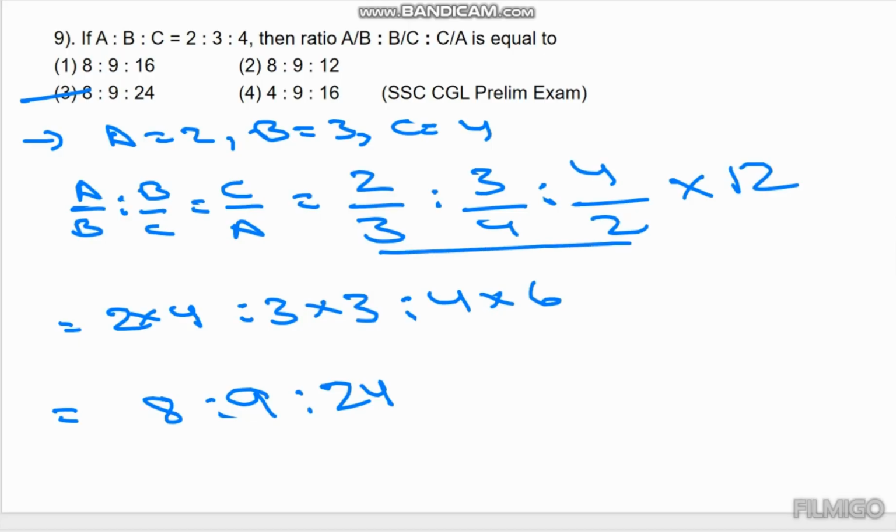Here in LCM, we got 4 as in 3 table, we get 12 for 4 times. In 4 table, we get 12 as 3 times. In 6 table, we get 12 as 2 times. That's the reason we have calculated LCM and we got an answer.